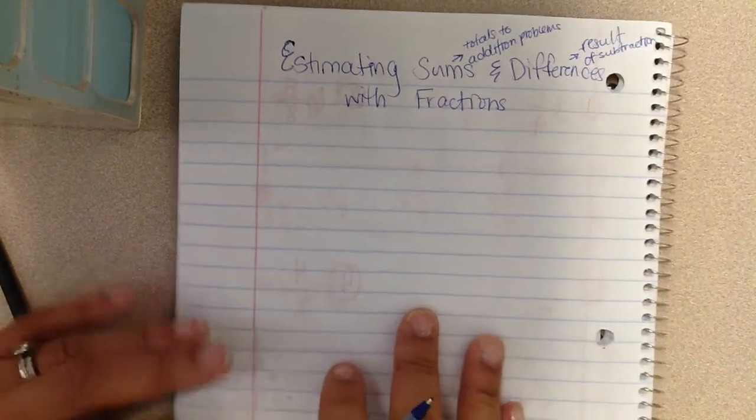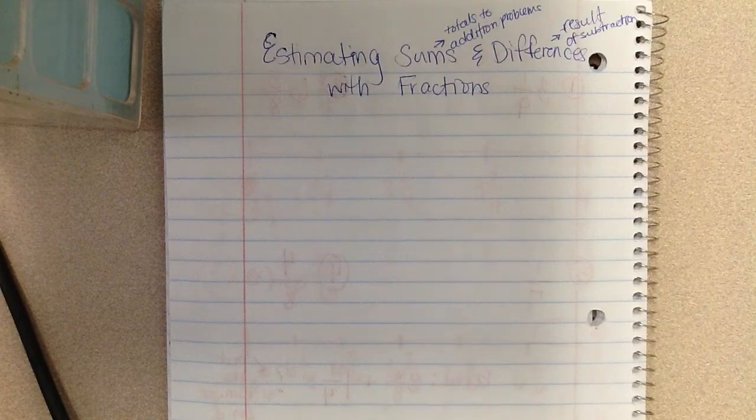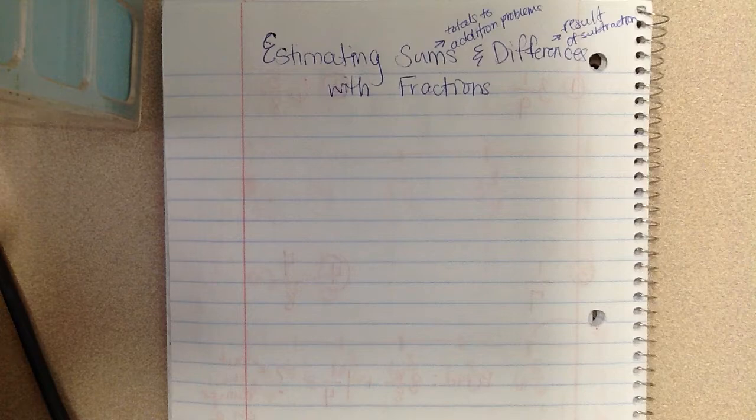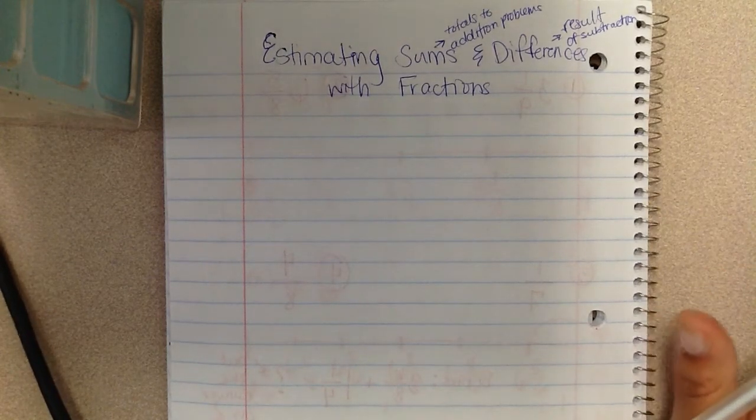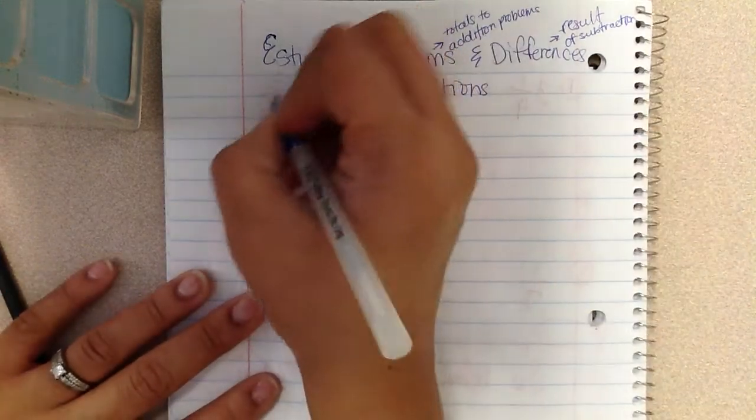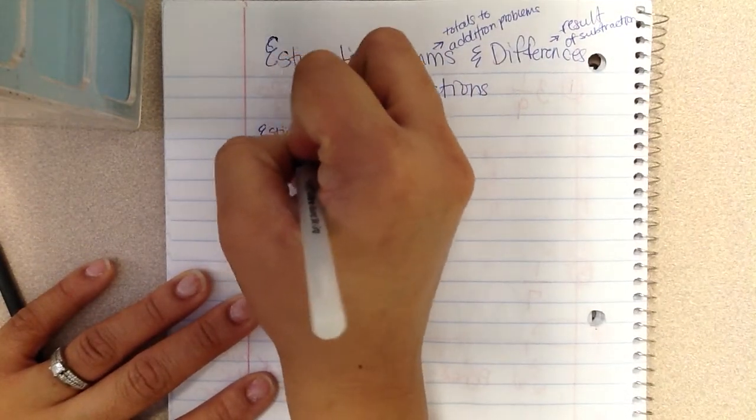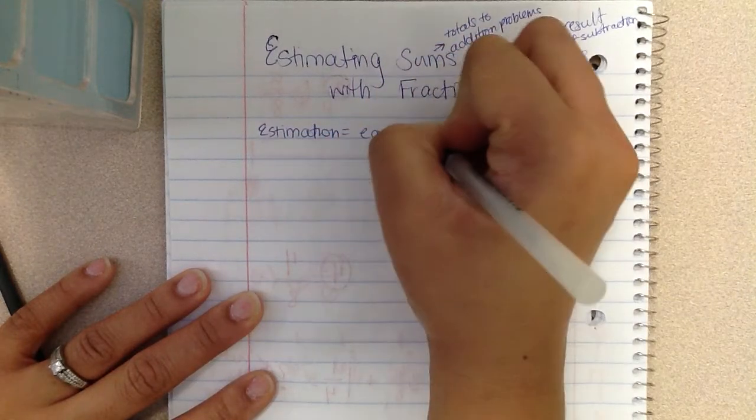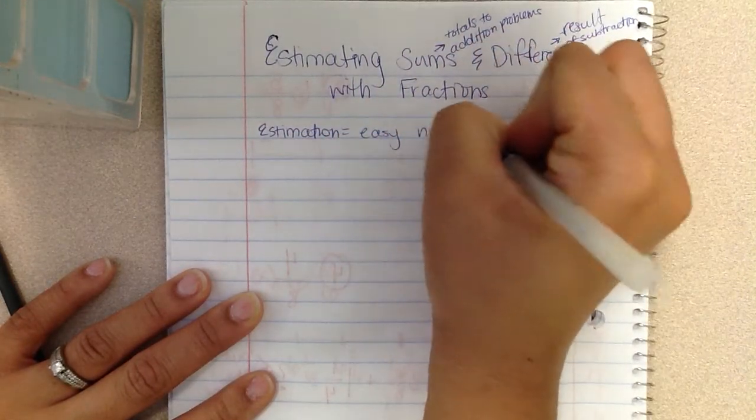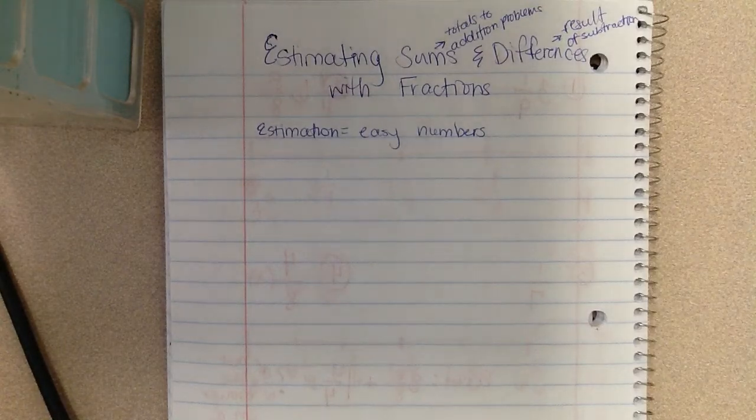Okay, you can go ahead and add estimating sums and differences with fractions to your table of contents and include the date. So we're going to talk about how you estimate. Remember, rounding means rules, estimation means easy numbers. So estimation equals easy numbers. So looking at what easy number can I use when I'm trying to figure out the answers to these problems.